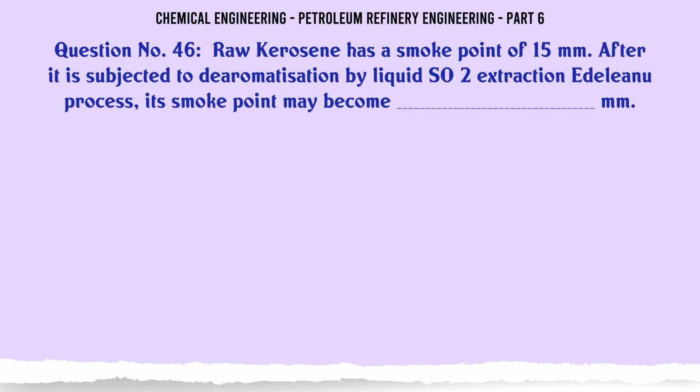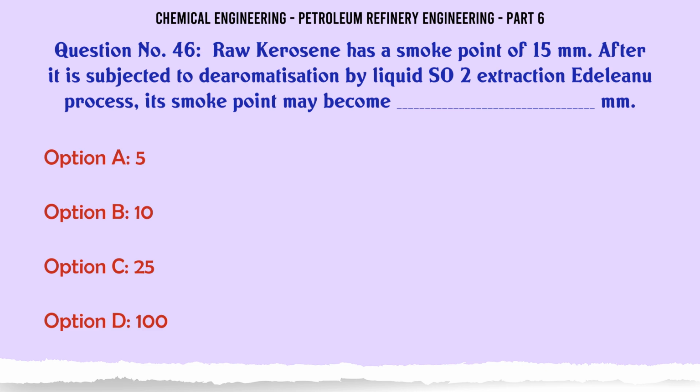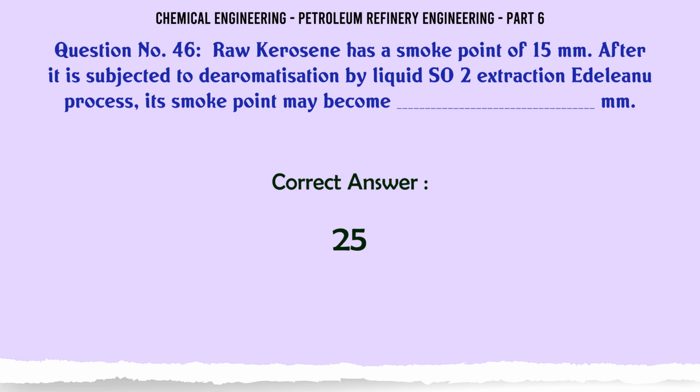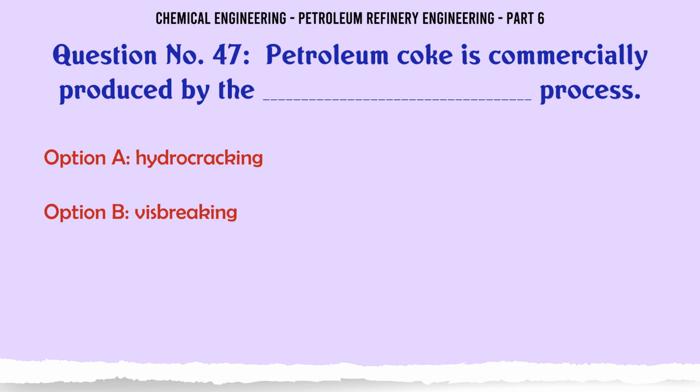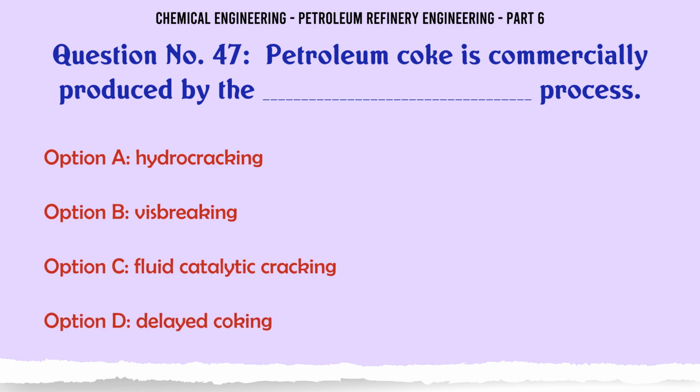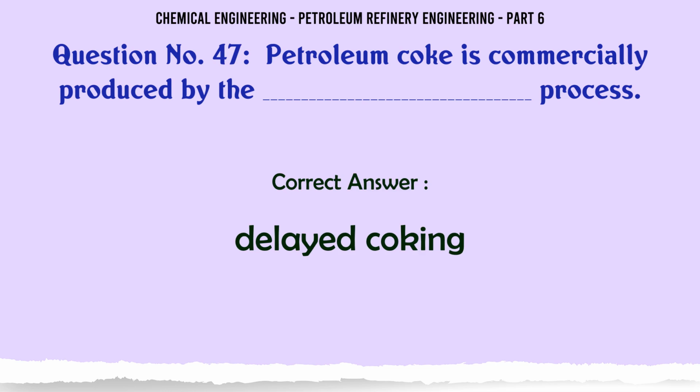Raw kerosene has a smoke point of 15 mm. After it is subjected to dearomatization by liquid SO2 extraction Edeleanu process, its smoke point may become mm. A. 5, B. 10, C. 25, D. 100. The correct answer is 25. Petroleum coke is commercially produced by the process A. hydrocracking, B. visbreaking, C. fluid catalytic cracking, D. delayed coking. The correct answer is delayed coking.